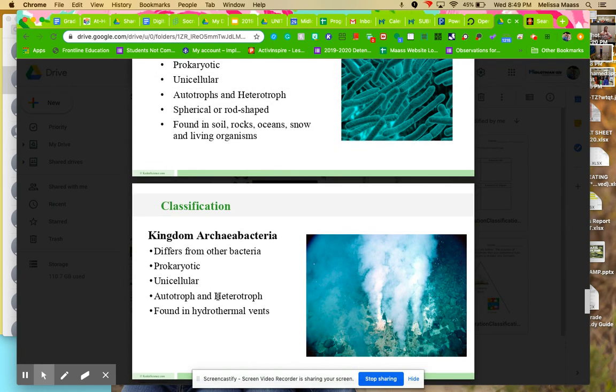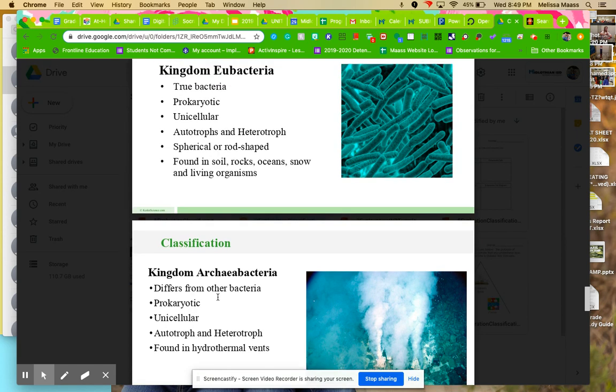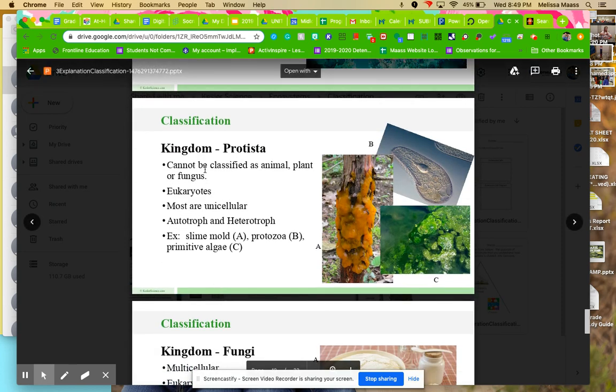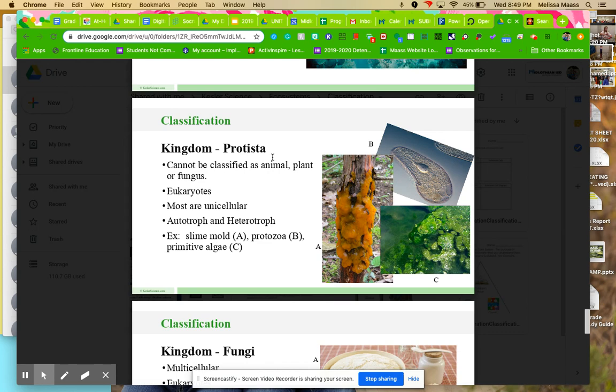For the most part, they're gonna be unicellular and prokaryotic. But some of them in both kingdoms can make their own food, but then some can't. Moving forward into the Protista Kingdom, this is going to be the only one we focus on today. So after today, we'll be halfway through the kingdoms.